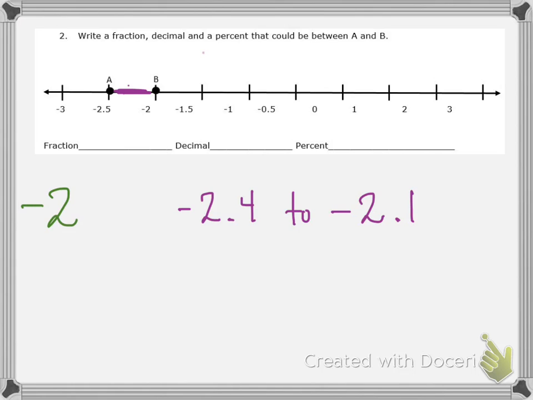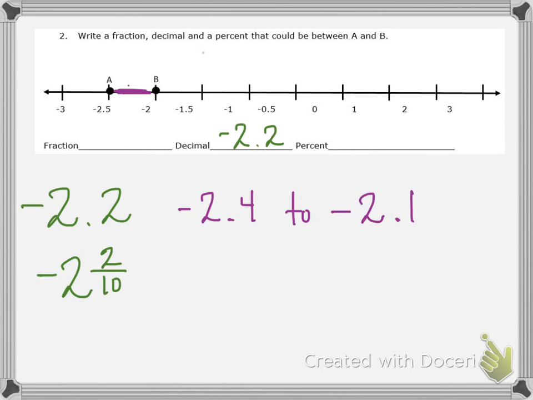-2 and 2/10. Okay, so I already have that written as a decimal, so I'm going to go ahead and write this here. Now I want to write it as a fraction. Remember, when we go from a decimal to a fraction, you're going to say it out loud, you're going to write it, and then you're going to simplify it. Okay, so -2 and 2/10 is how I would read this decimal. So now I'm just going to write it, -2 and 2/10.